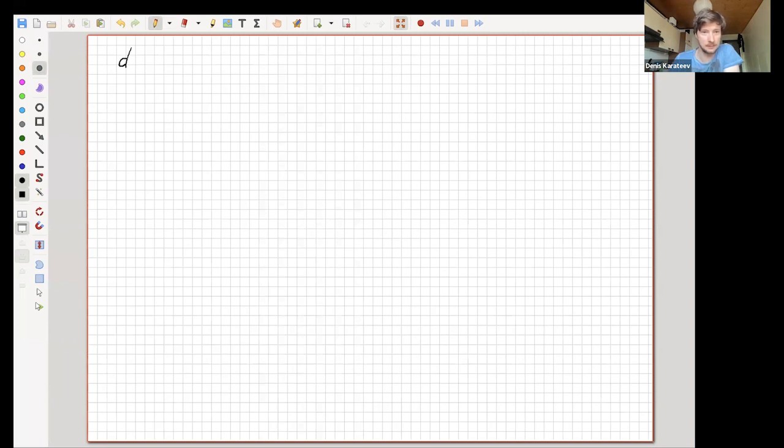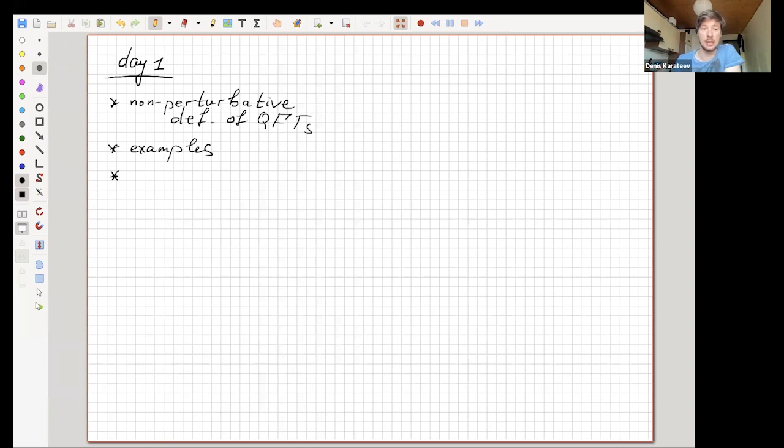Anyway, so today, there will be day one. I thought I will try to talk about the non-perturbative definition of quantum field theories. I'll consider a couple of examples. Then I will discuss what we would like to compute in quantum field theories, basically the observables. Then I will discuss what techniques we have to do that. And I will present some results.